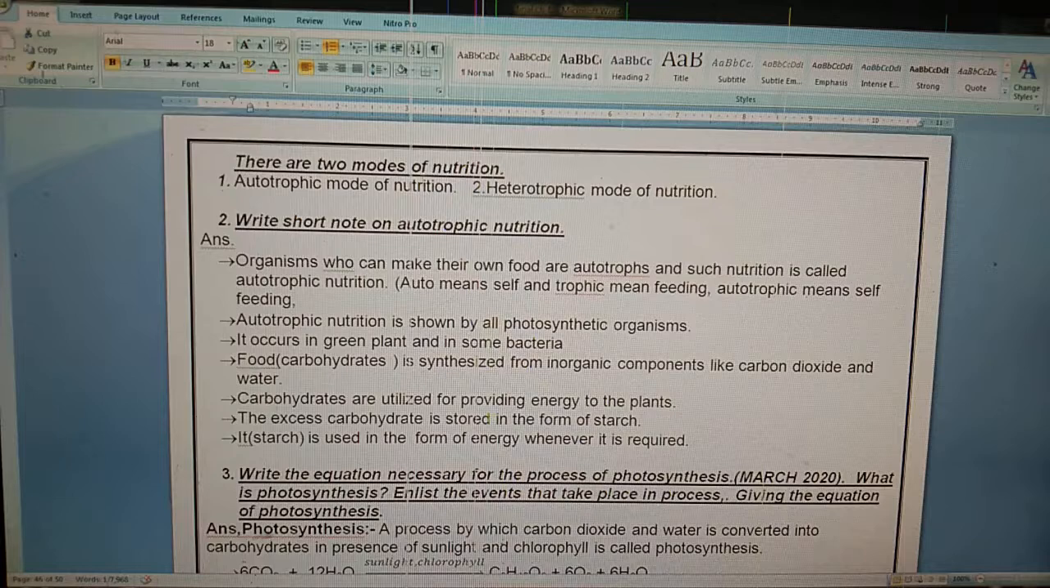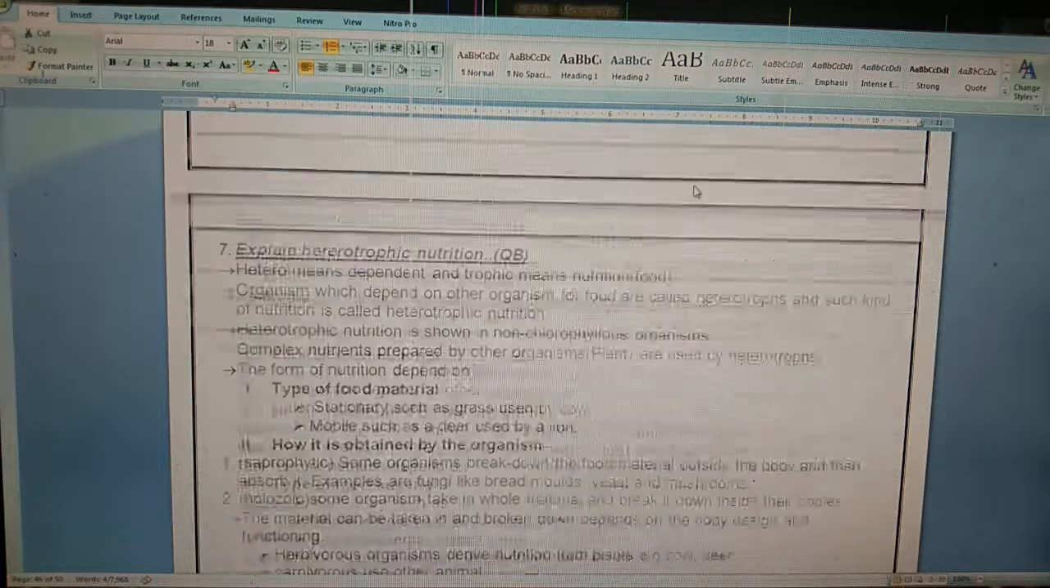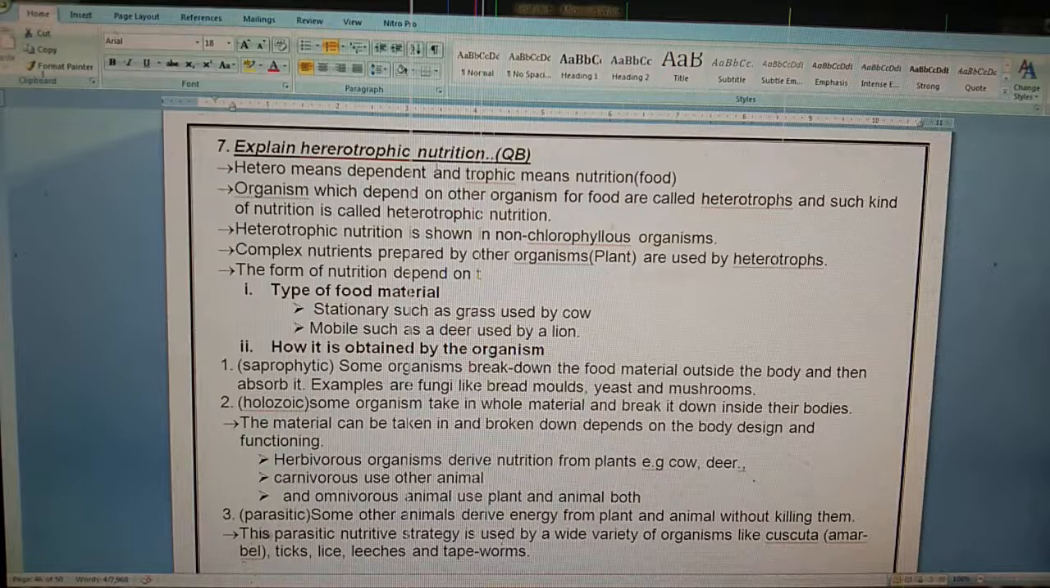After that, we have studied 2 types of modes of nutrition. First, autotrophic mode of nutrition, which is generally performed by plants. Second, heterotrophic mode of nutrition, which is performed by all the organisms. Heterotrophic mode of nutrition is that nutrition in which an organism depends on another organism for food. Sorry, not plants. It is shown by all non-chlorophyllous organisms like animals.